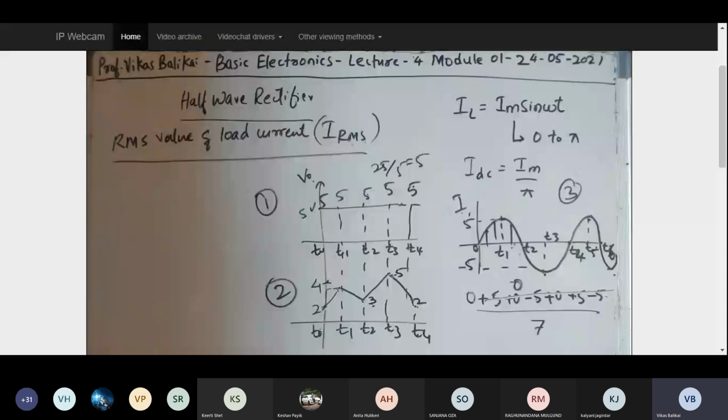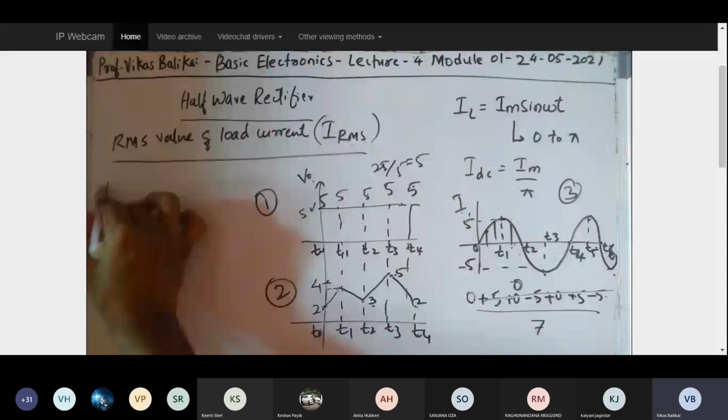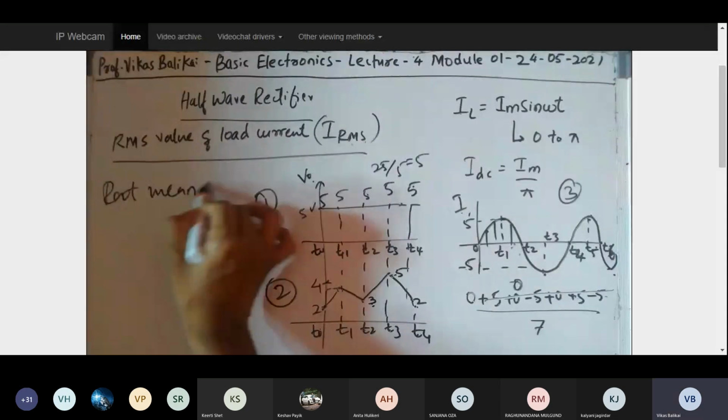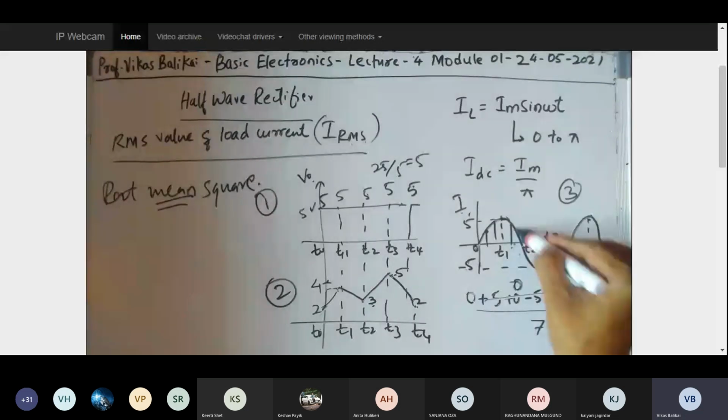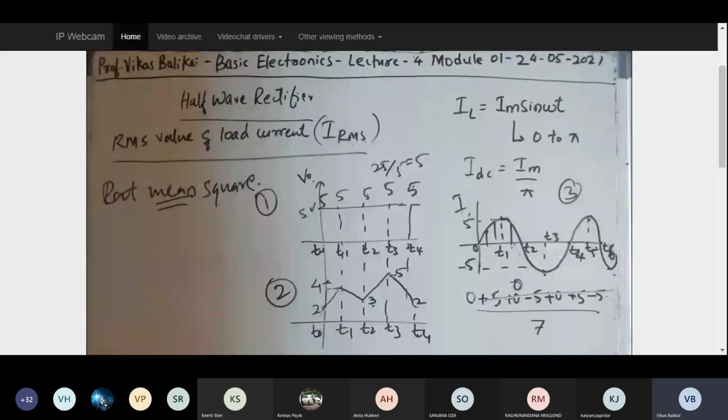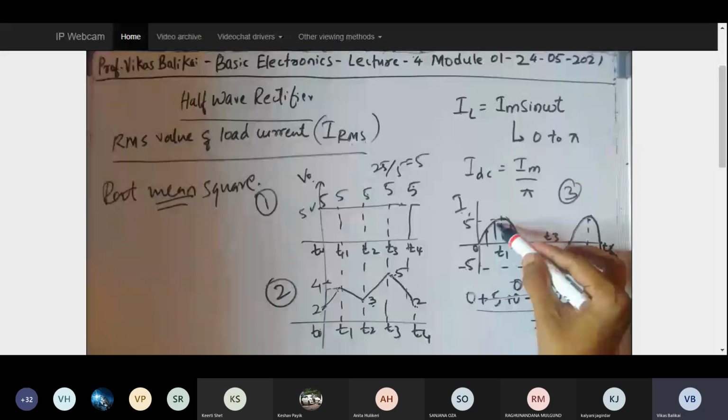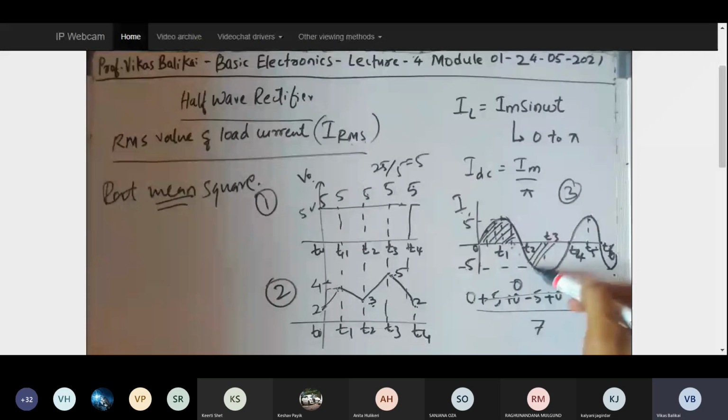Hence, to avoid this mathematical issue, we consider something called root mean square. Mean, why? Because the values are distributed according to the waveform. It is not fixed. How is the distribution of value in this region? How is the distribution of the value in this region? How is the distribution happening in this region? I'm talking in terms of region-wise distribution. Hence mean is coming into the picture.